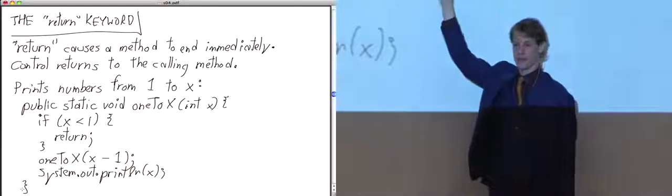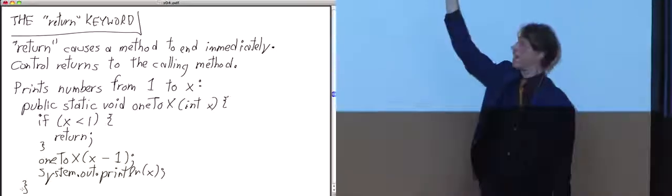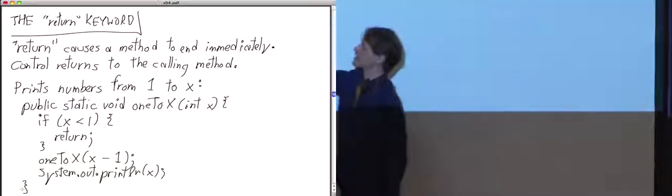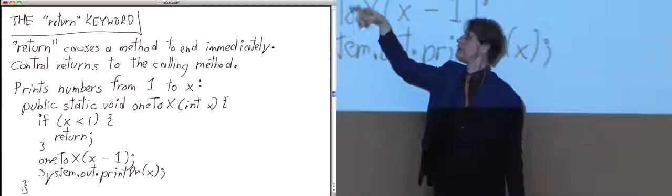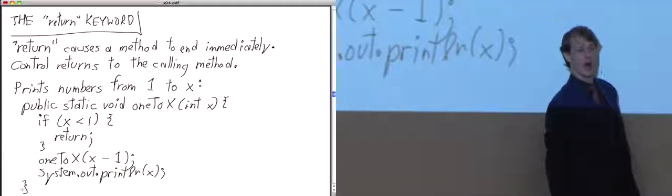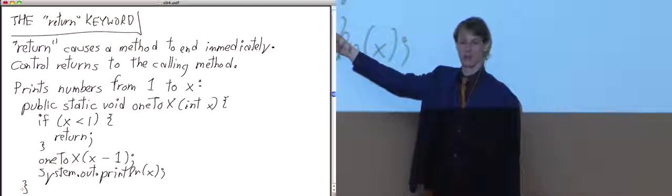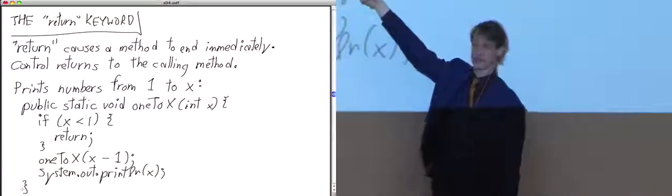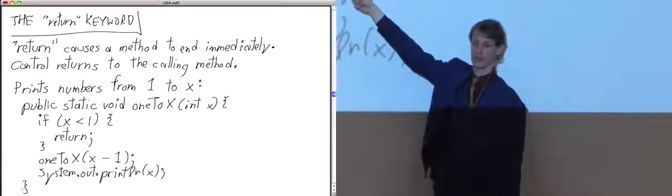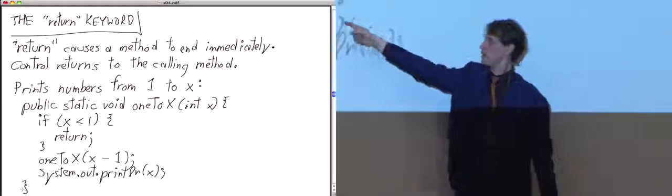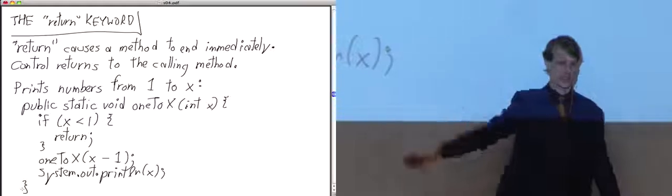So this recursive method, 1 to x, takes in a number x, and if x is less than 1, then there's nothing to print, so you just return. Otherwise, it calls itself recursively to print all the numbers from 1 to x minus 1. We're counting on the fact that this is the base case that will stop the recursion. And after printing all the numbers from 1 to x minus 1, then we print x.